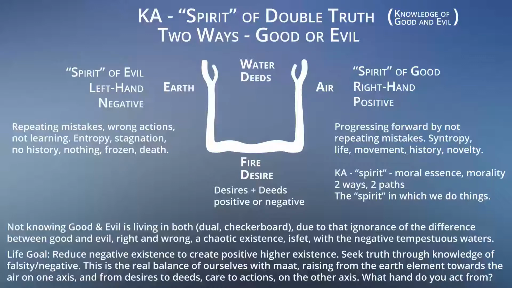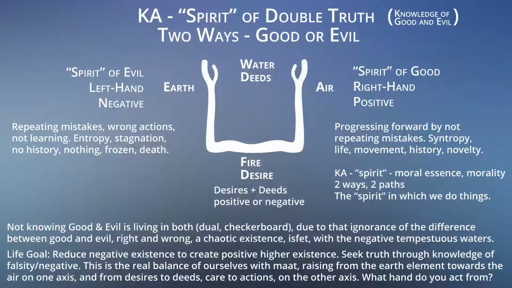So good is synonymous with truth and evil is synonymous with falsity. But to know something is false is to know a truth about how it's false. To know how something is evil is to know a truth about how it's evil. So there's the truth of what's good and the truth of what's evil. These are the two ways. So the double truth and the hall of Ma'at and the hall of Ma'ati, the hall of double truths, of double justice.